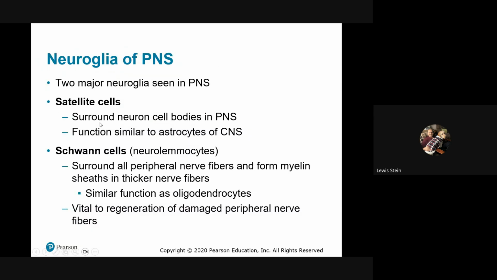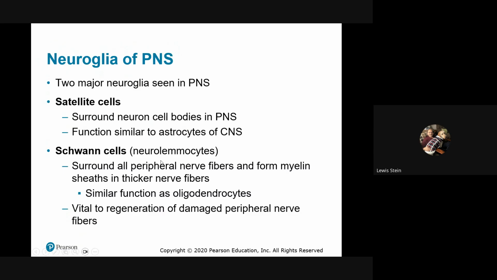The satellite cells surround cell bodies in the peripheral nervous system. Remember, we don't use the term nuclei for nerves. We call them cell bodies. I'm sure you're going to see that as we look at the nerves themselves. They function similar to astrocytes. When I first started teaching anatomy and physiology more than 25 years ago, the function was unknown. So this is now more current theory.